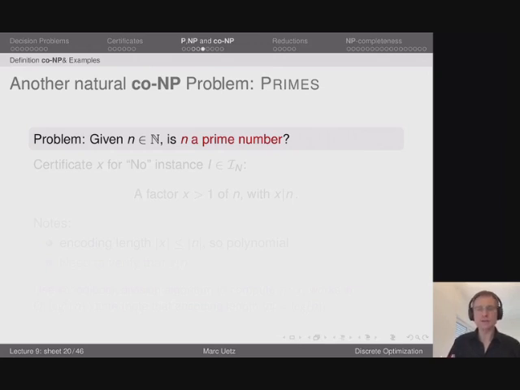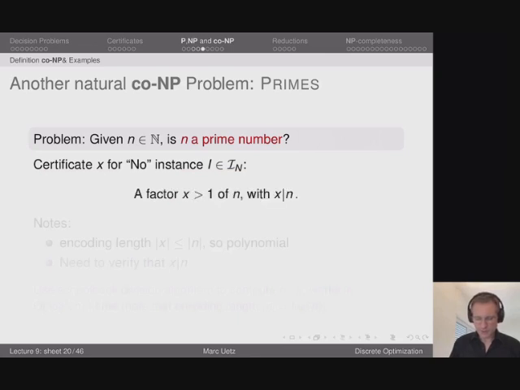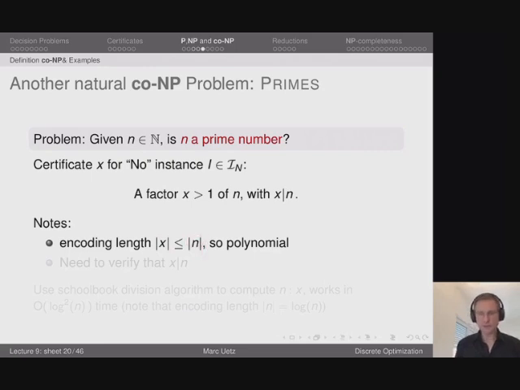A no instance is just a composite number, so it has divisors. So the certificate for a no instance is then just some divisor of the problem. So you just give me a factor x, such that n is a multiple of x, okay? And then I have to be able to verify that this is really true, but also that is not so difficult. So first of all, by definition, this number x, which is a divisor of n, is a number smaller than n, so the certificate certainly has polynomial size, and we need to be able to verify that n is a multiple of x.